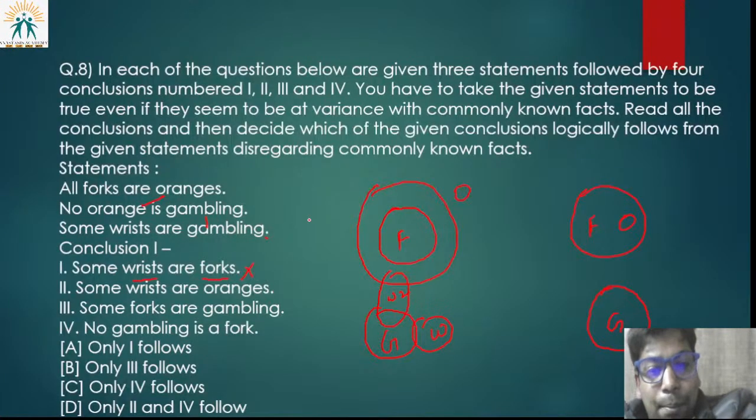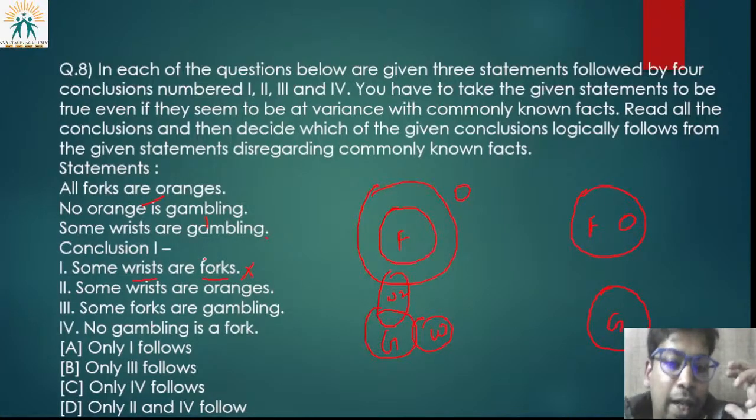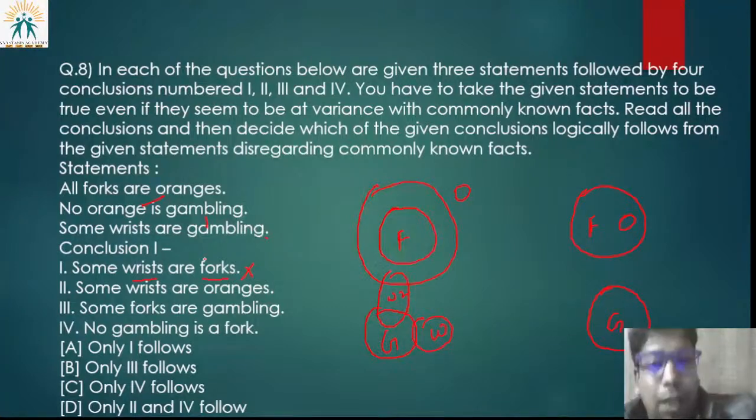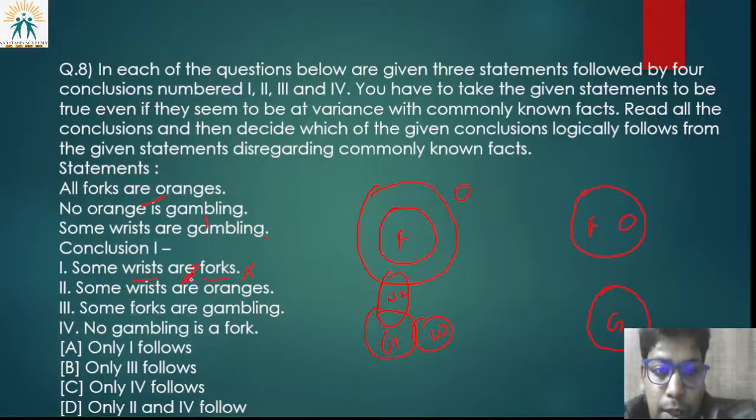Some folks are gambling. That was never the case from the original statement, correct? And what about option 4? Option 4 is no gambling is a fork. Now, no gambling is a fork is a certainty for you, right? Because whenever you see gambling, it's outside oranges, and that means it's outside fork. Perfect, right? So, therefore, the answer will be only 4 follows. I hope it is clear. Option C. Perfect. Kamya has gotten it absolutely right.